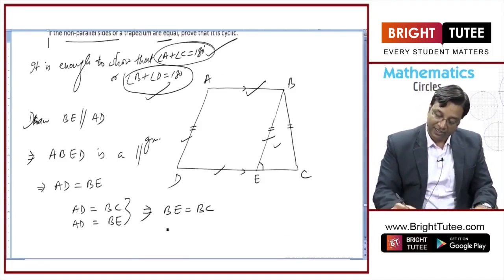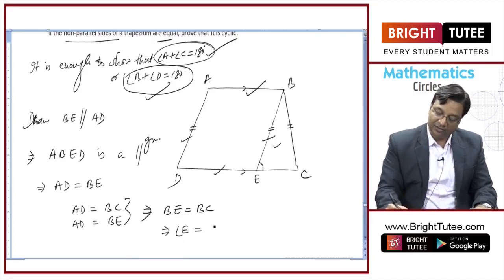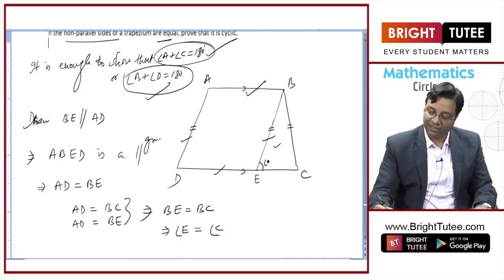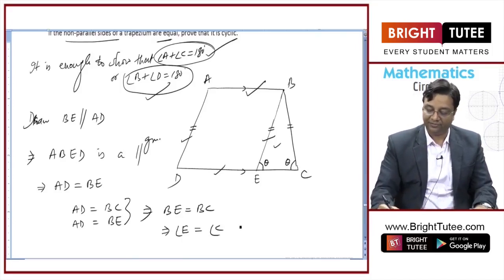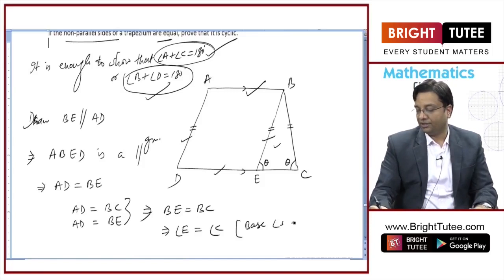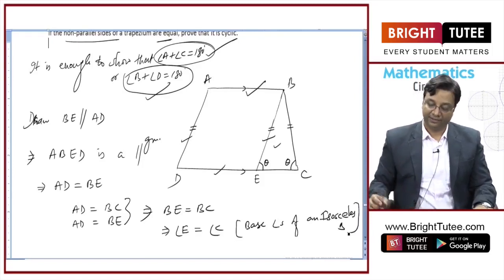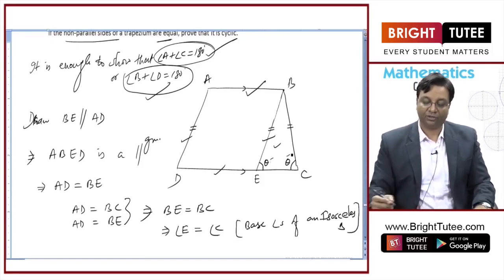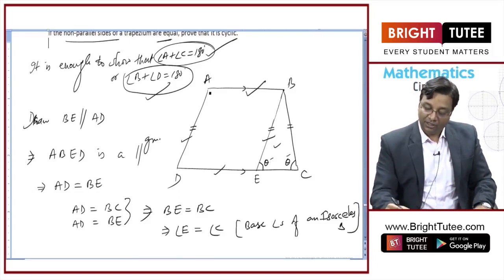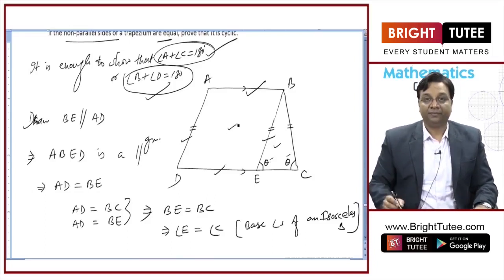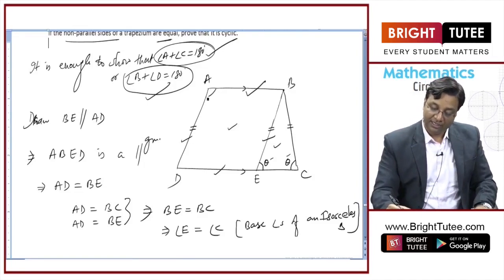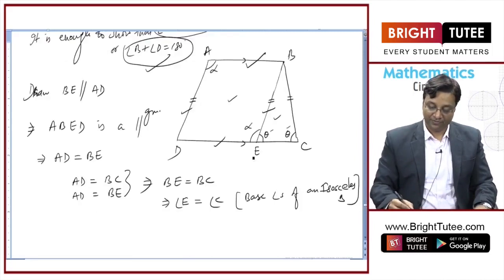So hence angle E is equal to angle C. So if it is theta, this angle will also be theta. Base angles of an isosceles triangle, right? So if it is theta, this is also theta. Now look at this diagram. This is a parallelogram. So if this angle is alpha, what will be this angle? This angle will also be alpha.